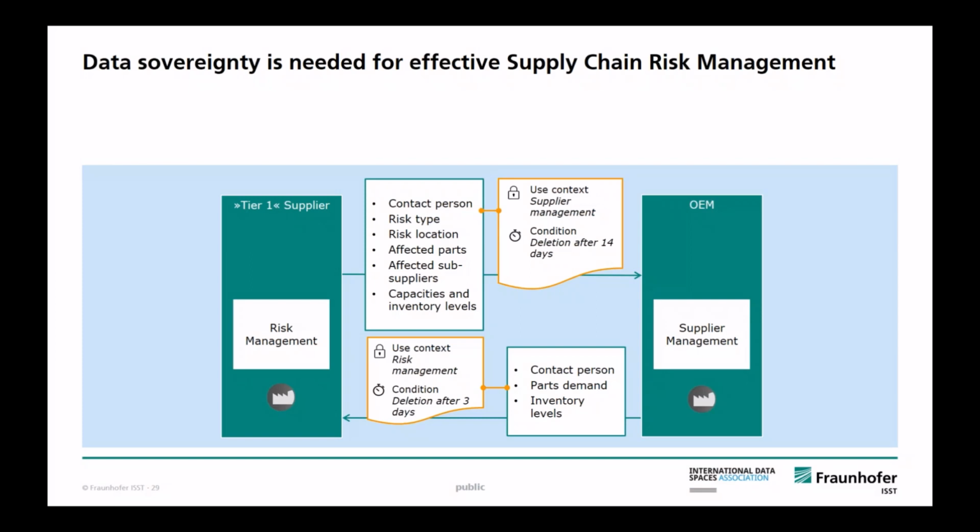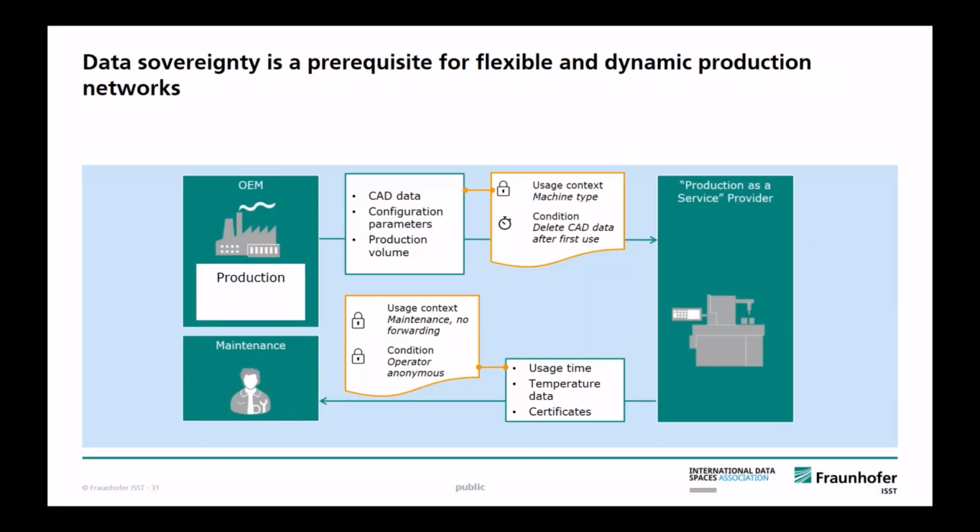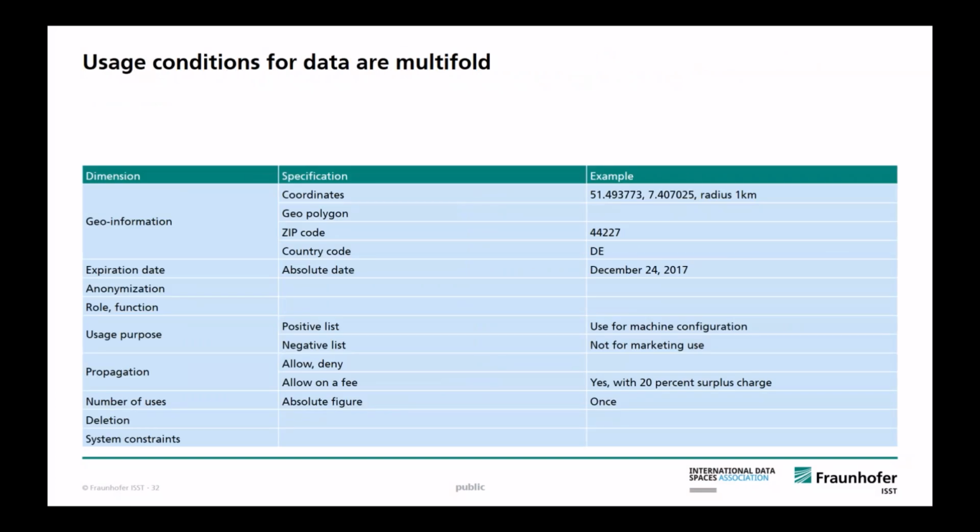From, for example, supply chain risk management, where usage conditions, constraints are attached to the data once it's shared. Same thing in healthcare. We talked about that already. Talked about the requirement to anonymize the data. For example, data record must consist of at least 150 individual records, which are all anonymized. And we can also see that in production environments, in particular 3D printing as a service provider and related maintenance services. These kind of rules are multiple.